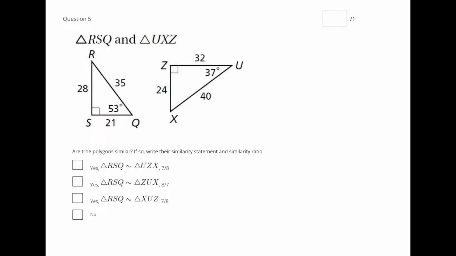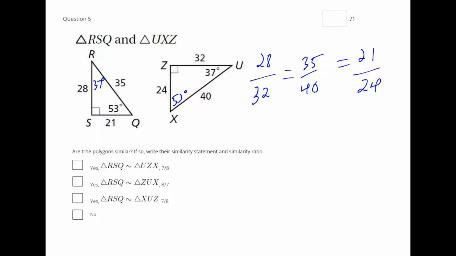For this problem, you have to figure out the missing angles, and that'll help you match up specific sides. That'll give you this proportion: 28 is to 32 as 35 is to 40 as 21 is to 24, because you're matching up between, for example, the 90 and the 37, or between the 90 and the 53. If you divide these by 4, you'll end up with 7/8. If you divide this one by 5, you'll end up with 7/8, and if you divide this one by 3, you'll end up with 7/8. So the similarity ratio is the same between all of them.